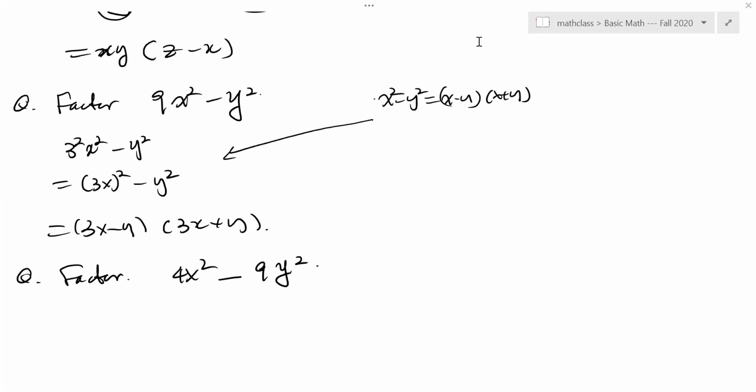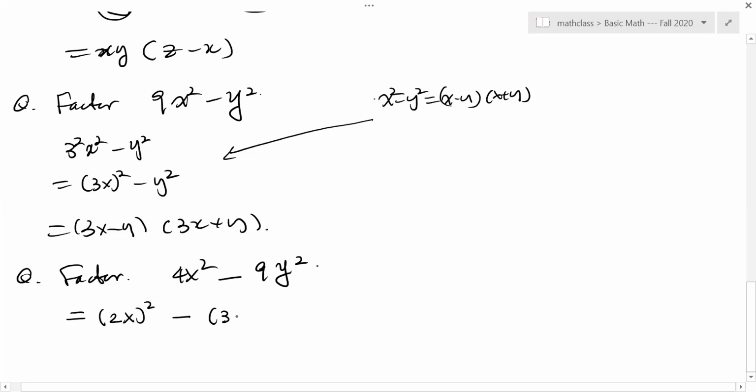Okay, so let's see. 4 is 2 squared, so that's 2x squared. 9 is going to be 3 squared, so 3y squared. Then you will get 2x minus 3y, times 2x plus 3y. That's all you can do. Great.